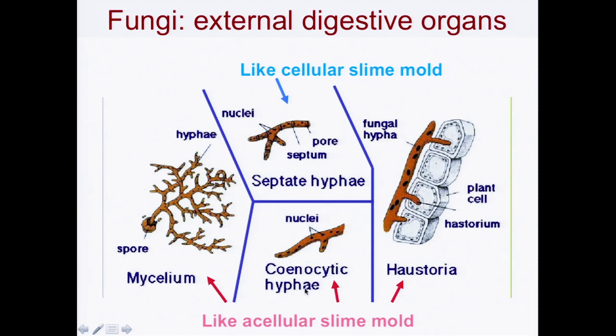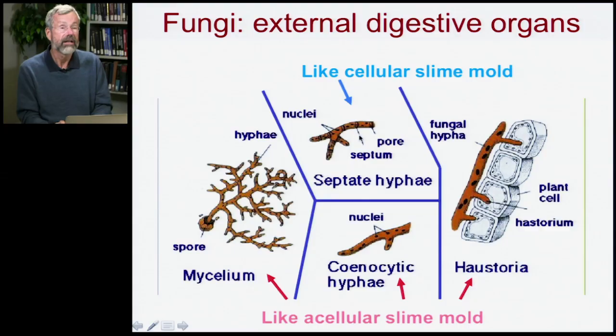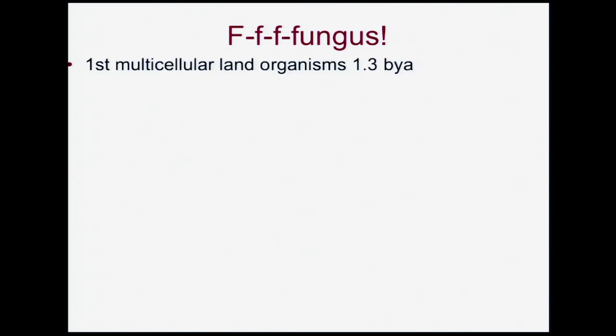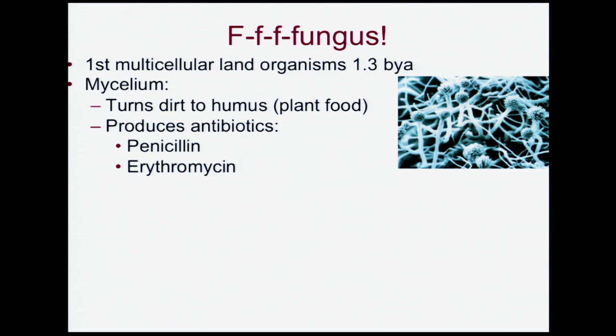The important point is that when we go from slime molds to fungus, these are now obligatory multicellular organisms. A fungus can only function as a multicellular organism. It may still, in some cases, not have a division between its cells, like the acellular slime molds, and sometimes it does. That's all we care about. The key thing about fungus is that these are the first multicellular land organisms. They appeared about 1.3 billion years ago. And their mycelium, which are those digestive organs, that's what's key in turning dirt into humus.